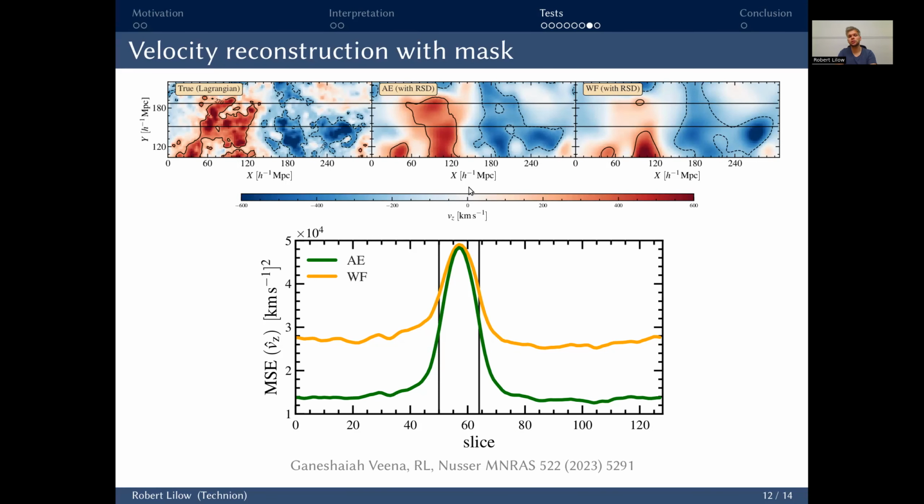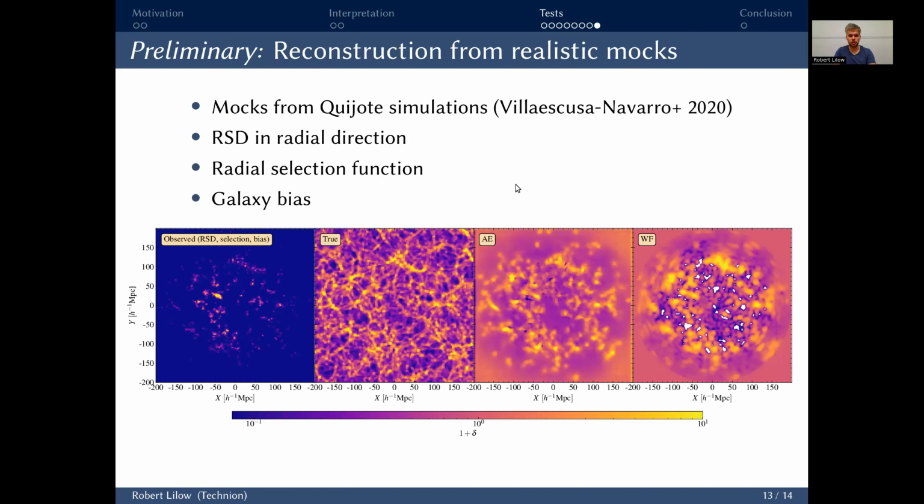And then before I conclude, I just want to quickly show you something that goes beyond this paper, some preliminary results where we drop many of the simplifications of these first tests and create mocks that actually represent real survey properties. So instead of 2LPT, we actually use full N-body mocks based on the Quijote simulation suite by Villaescusa-Navarro et al. We put the observer in the center and have the redshift-space distortions properly in radial directions. We also impose a selection function that mimics a flux limit of the survey, so that you have fewer and fewer galaxies visible at larger distances, and these are also sampled with a galaxy bias.